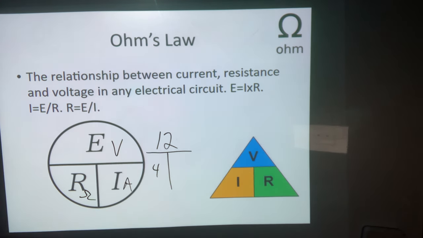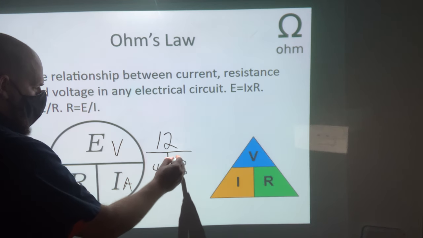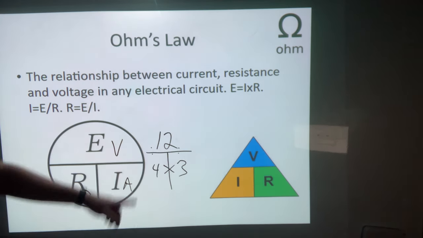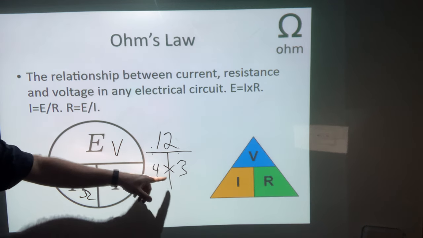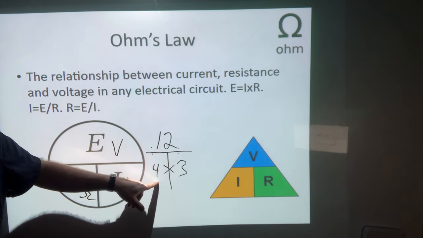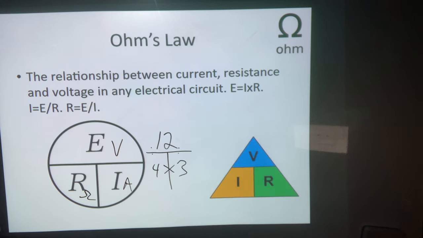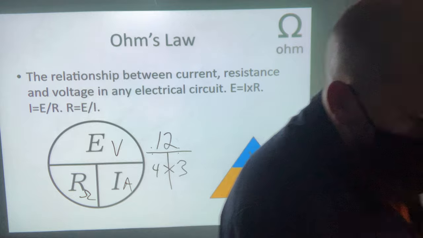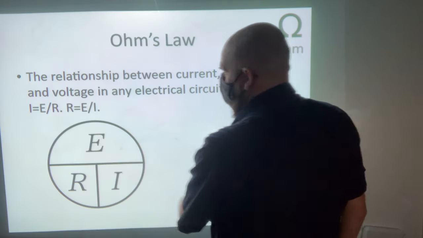Does that help you? How many amps do you have in that circuit? What's 12 divided by 4? 3. That makes sense? See, if you go like this, put a times, does that help you? What if you knew you had 12 volts and 3 amps, your resistance would be 4. 4 times 3 is 12. Make sense? That's Ohm's law. I would say you're very rarely going to use this when diagnosing a vehicle, but you will run into this throughout your career in the automotive technology field.